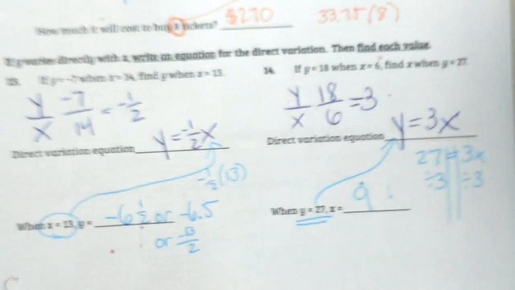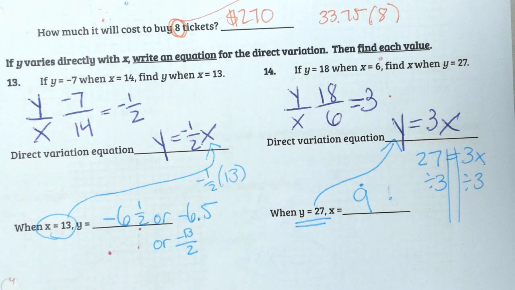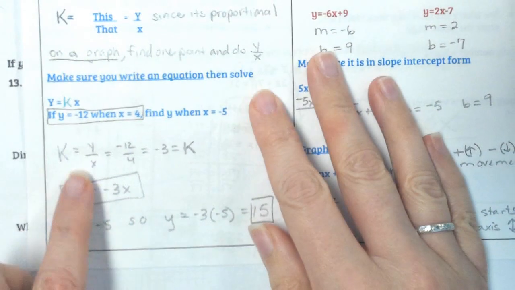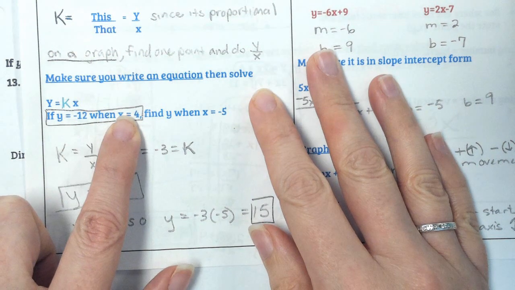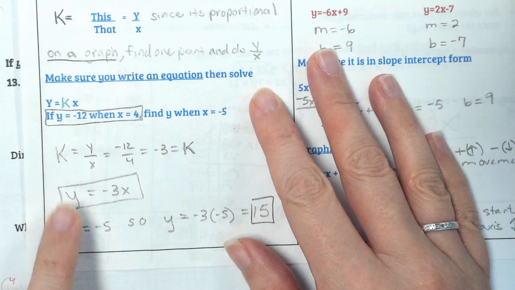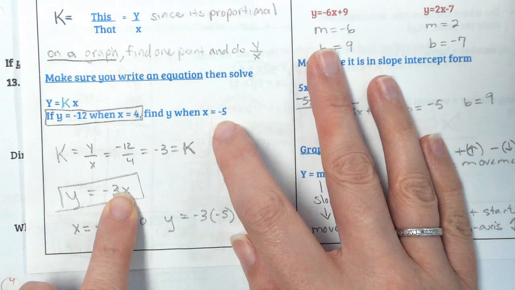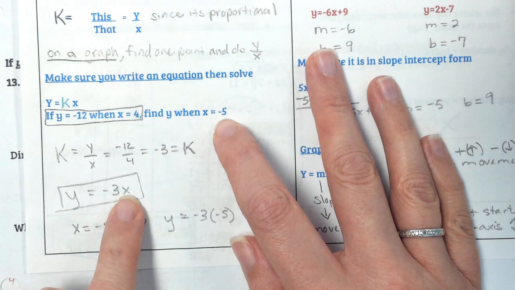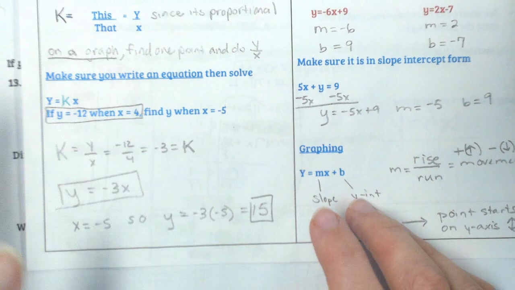Okay. On the next one, it's the same stuff, it's just not a story problem. And we actually have an example on here of that. So we have my y was -12, my x was 4. That's k is equal to -3. So my equation is y equals -3x. Then if it said x equals -5, plug that in for x. And I would get 15.